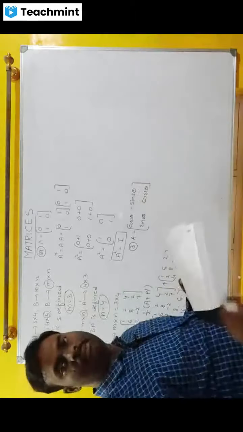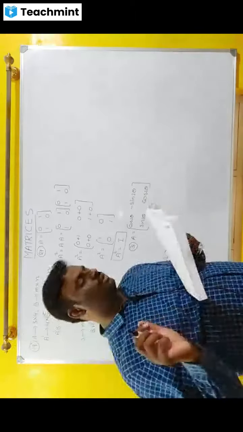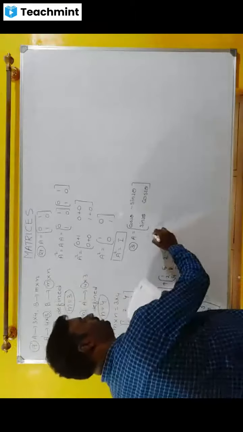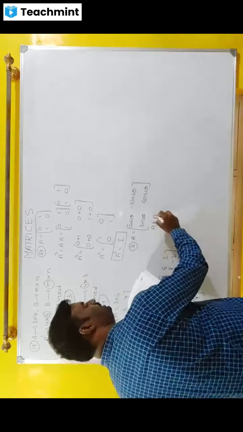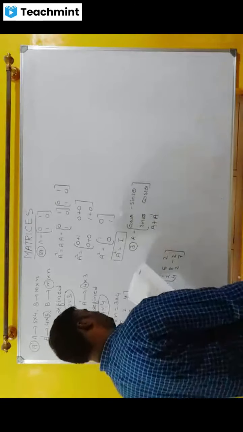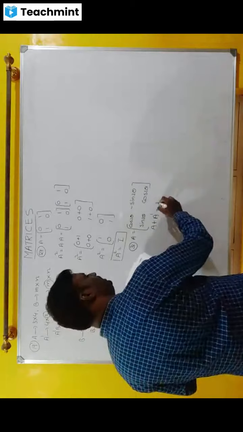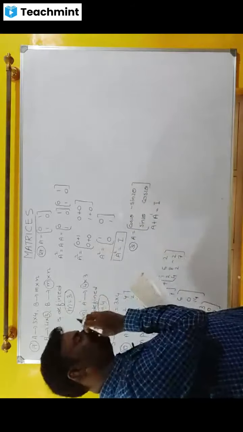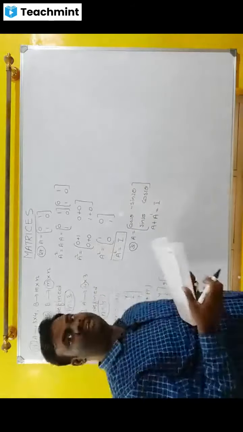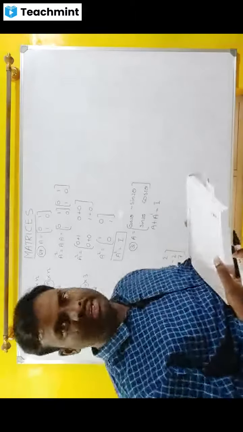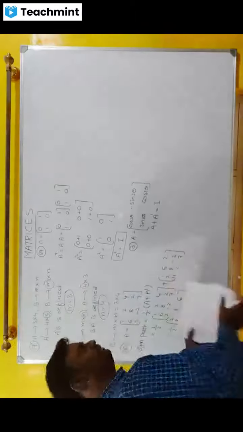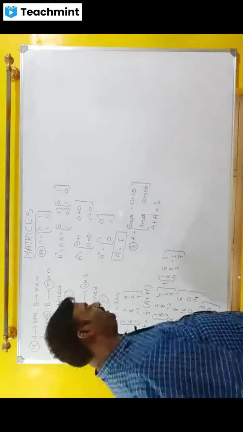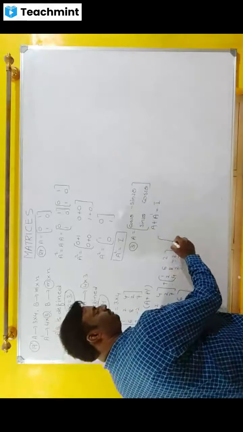This is the matrix A, and one more condition is given: A plus A dash is equal to I. Then we need to find theta. Very easy question. A plus A dash is equal to I. First, A matrix we already know.